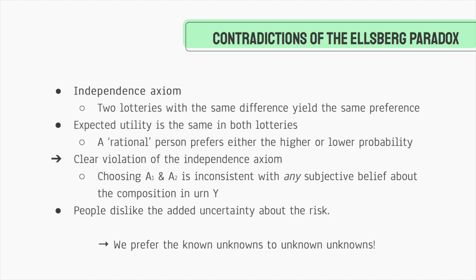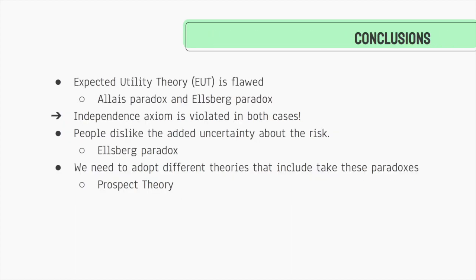We can also say that people dislike the added uncertainty about risks, or saying it in other words, we prefer the known unknowns to the unknown unknowns. Concluding, we can say that the expected utility theory is flawed. This is proven by both the Allais paradox and the Ellsberg paradox. The independence axiom is violated in both cases. We can also say that people dislike the added uncertainty about risk. This was proven by the Ellsberg paradox.